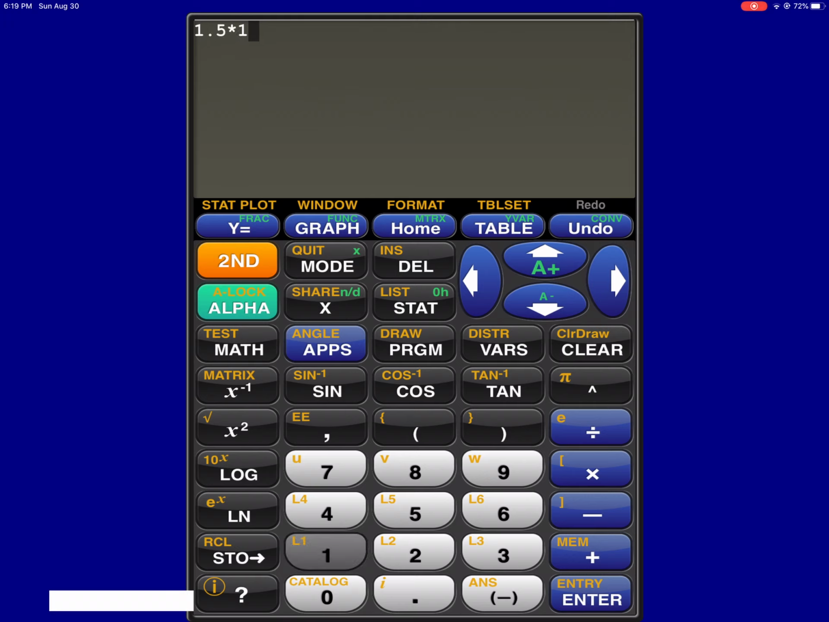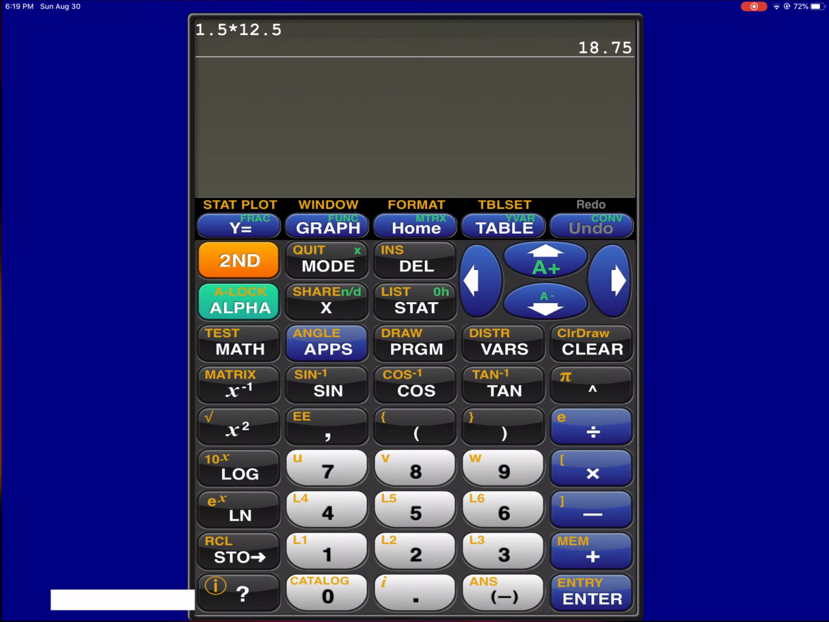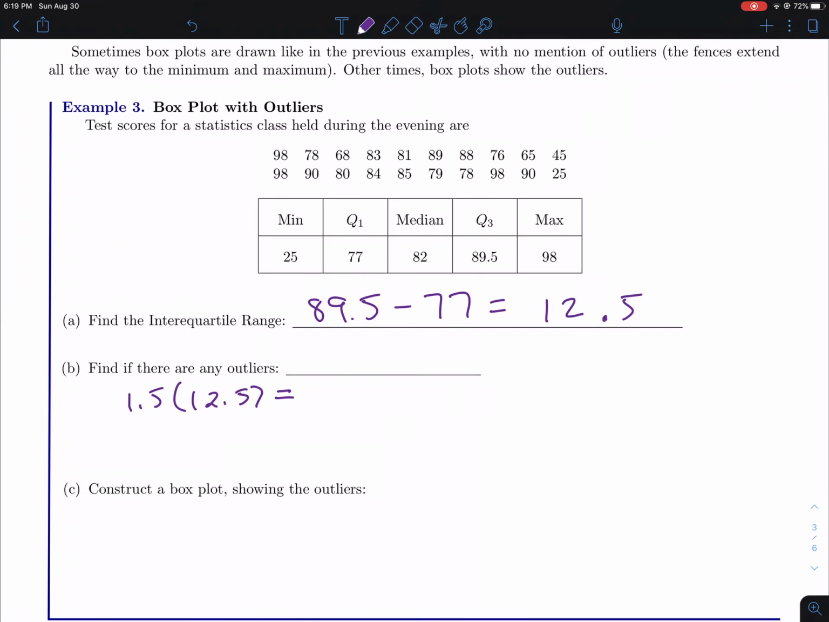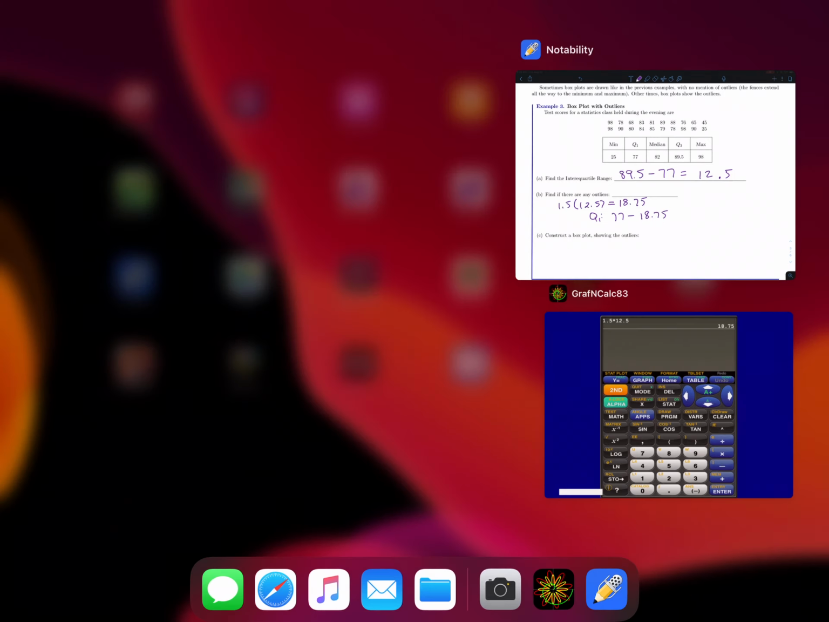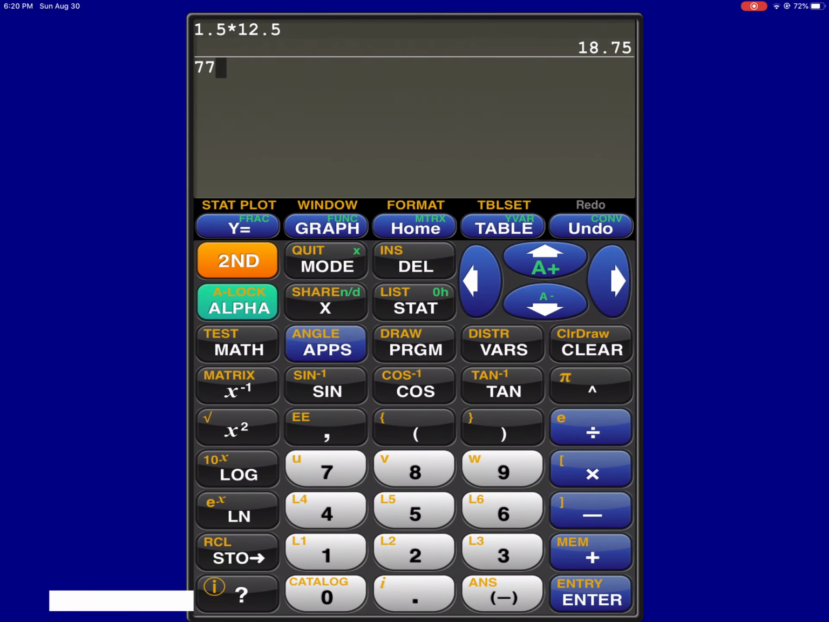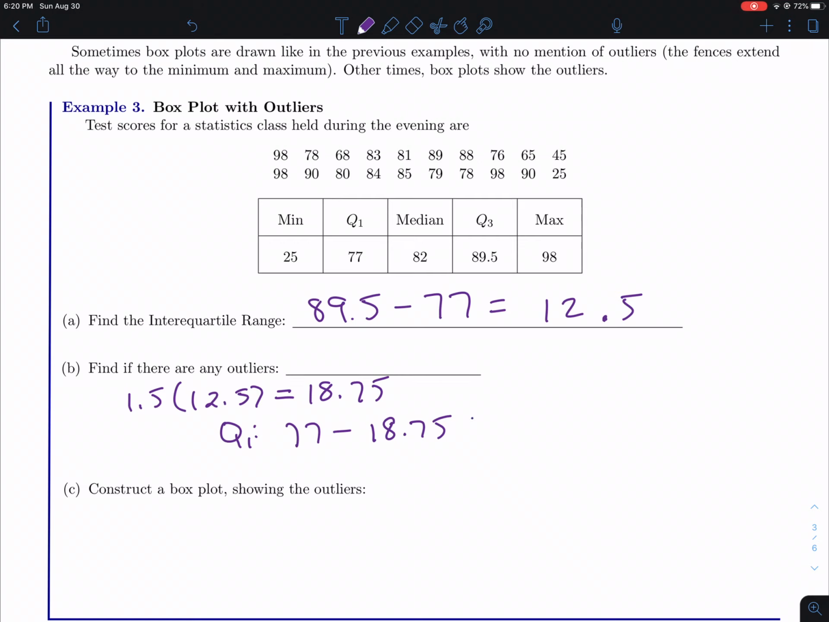1.5 times 12.5 gives us 18.75. So what we want to do is take this Q1 minus 18.75, which gives us 58.25.